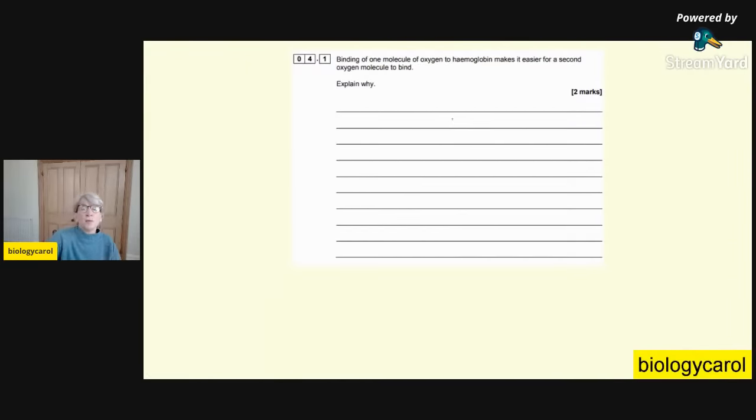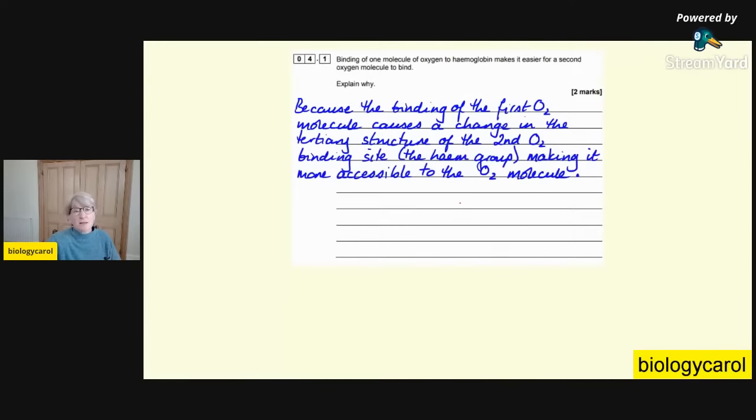Anyway, back to question 4. Binding of one molecule of oxygen to hemoglobin makes it easier for a second oxygen molecule to bind. Explain why. Well, that's because the binding of the first oxygen molecule causes a change in the tertiary structure of the hemoglobin, which opens out the second oxygen's binding site, and therefore makes it easier for the oxygen to bind.